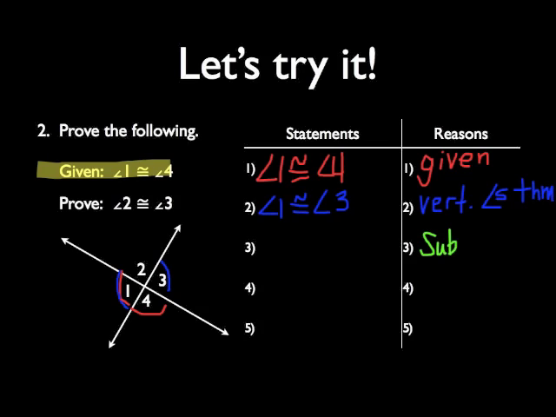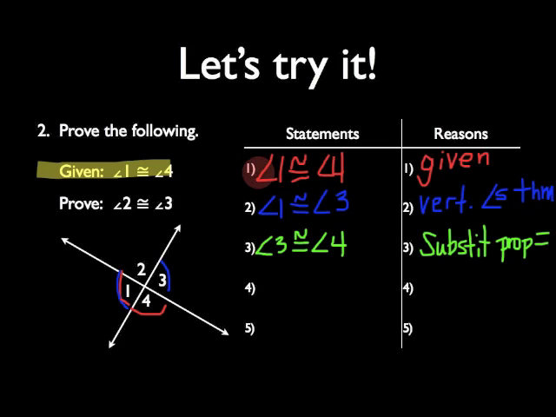Now we can use the substitution property of equality to say that angle 3 is congruent to angle 4. All that we're doing is substituting angle 3 here in for angle 1 in the first statement.